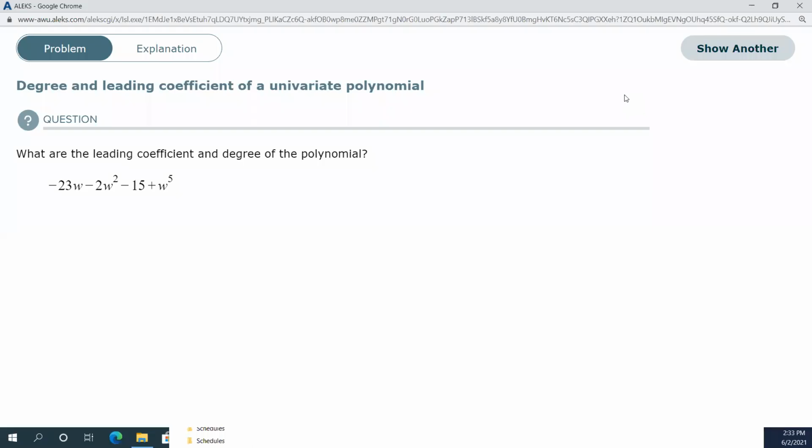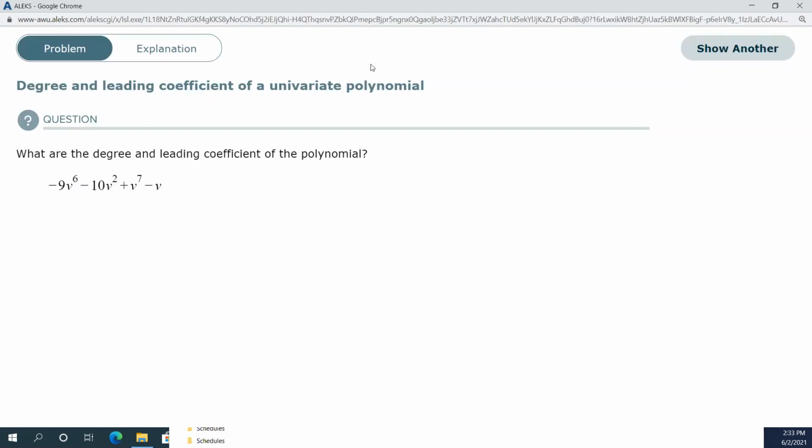So on this one, the degree of the polynomial is 5, the highest power of the variable. And the coefficient of that term is 1. So that would be the leading coefficient. On this one, the degree of the polynomial is 7, with a leading coefficient of 1. And on this one, the degree of the polynomial is 9, with a leading coefficient of -12. Not 12, but -12.